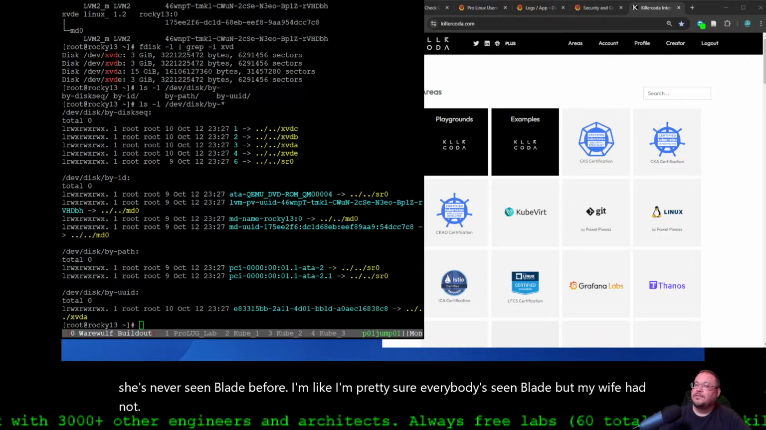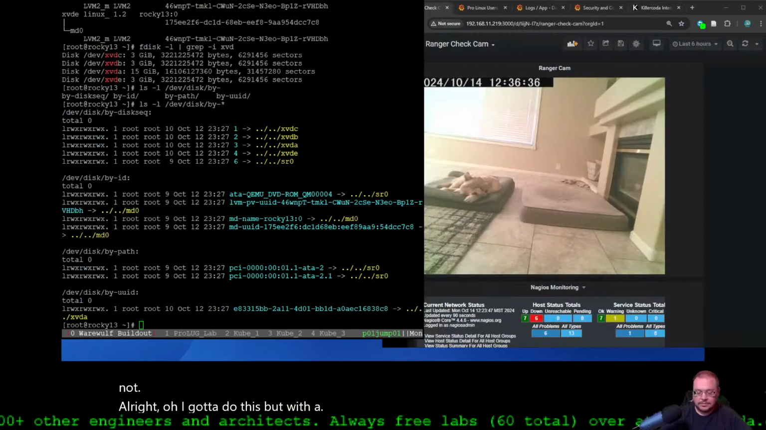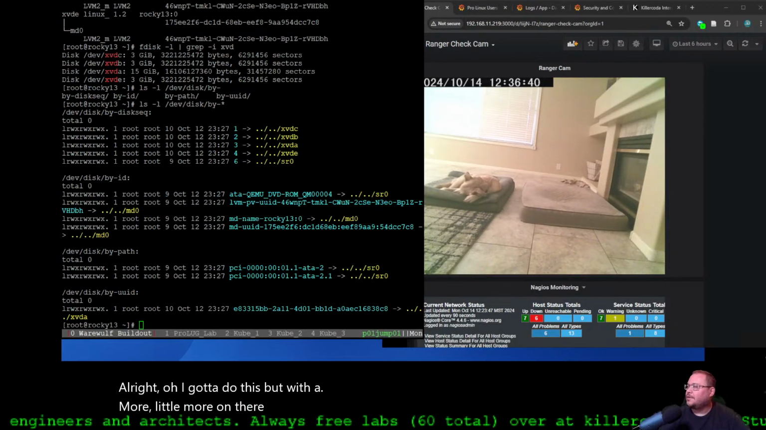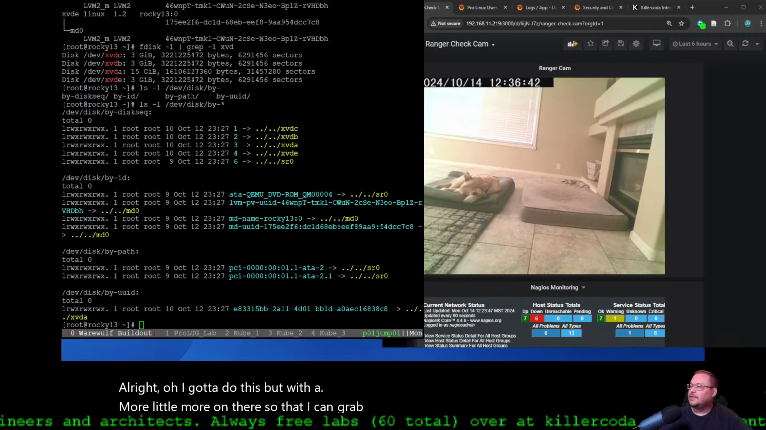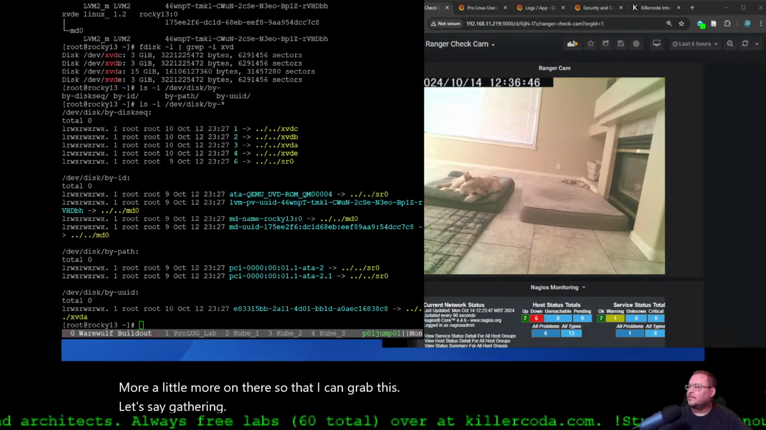All right. Oh, I got to do this, but with a throw more on there, so that I can grab this. I'm going to say gathering log data.